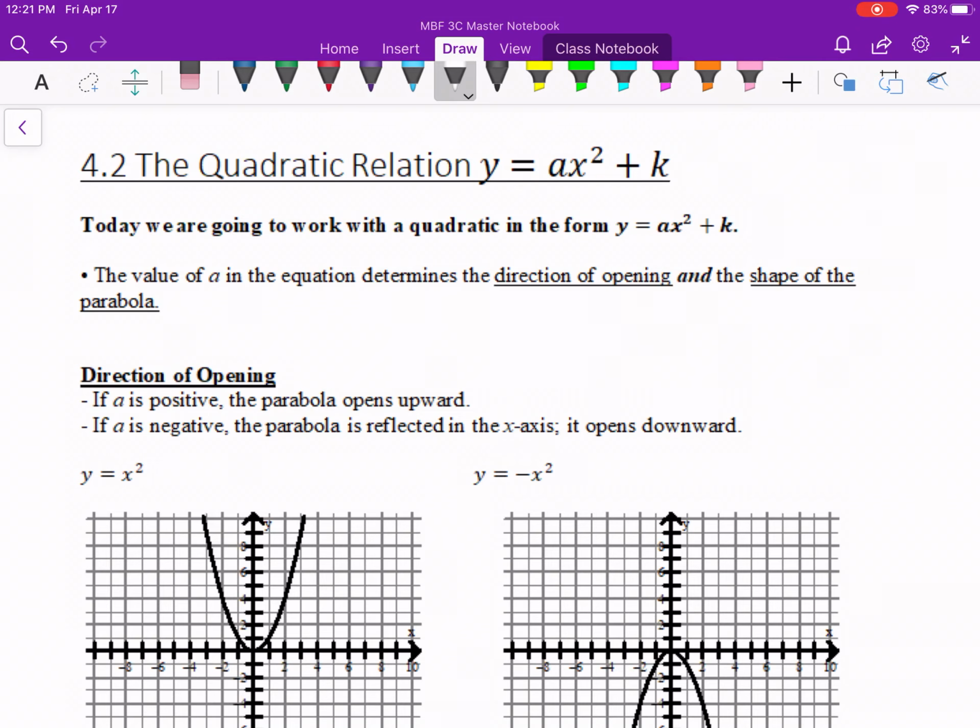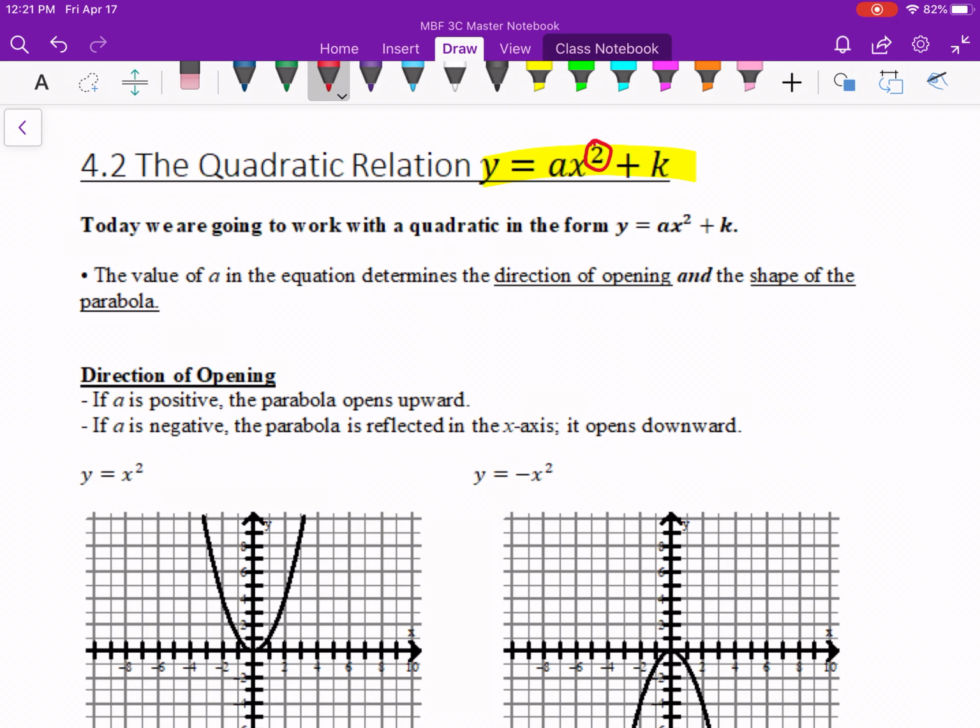We're going to carry on with quadratic relations, and we're going to look specifically at ones that are in the form y equals ax squared plus k. Remember, we know that anything that's got a squared in the equation, if that's our highest exponent, then that's quadratic. Today we're going to learn what the letters a and k stand for in terms of quadratics.